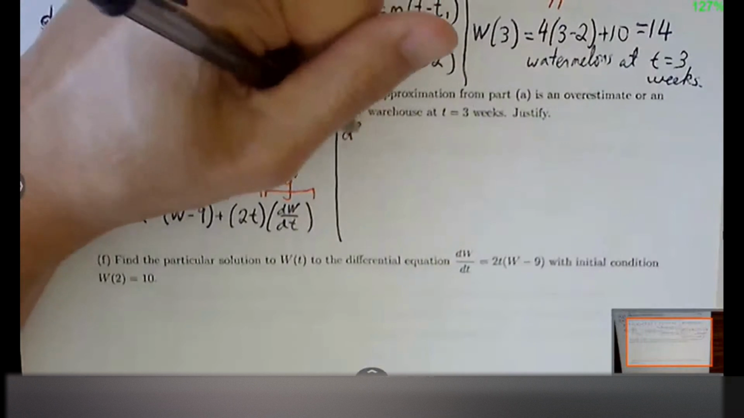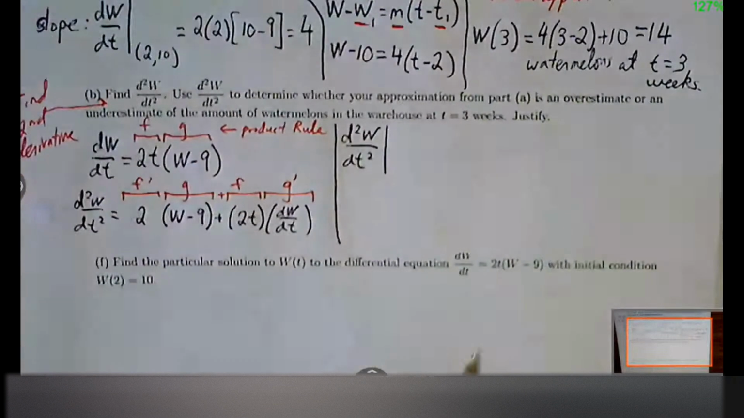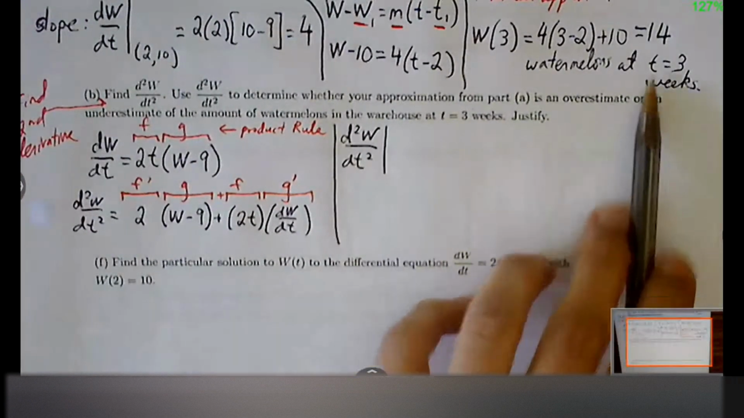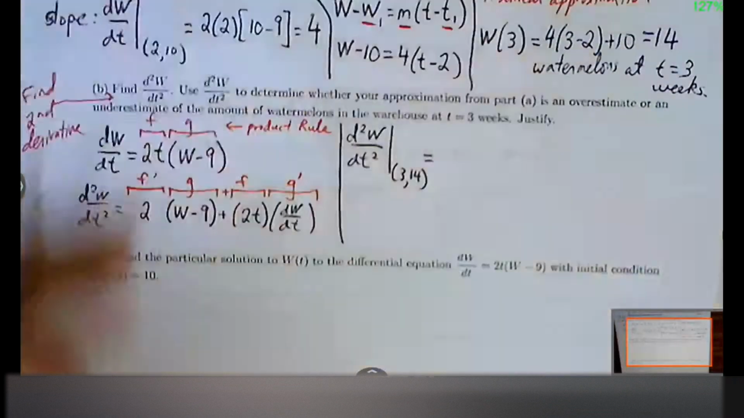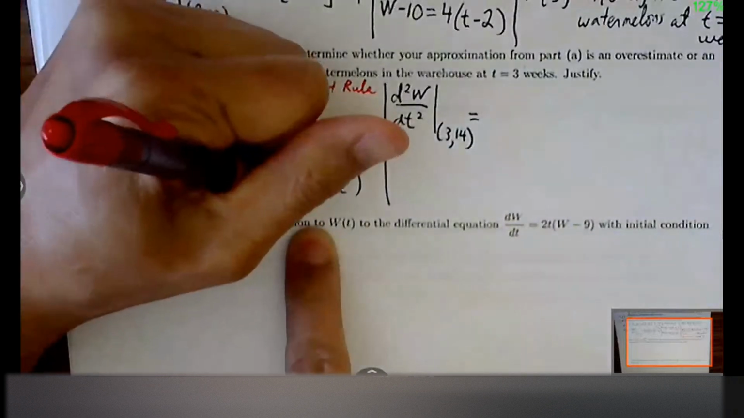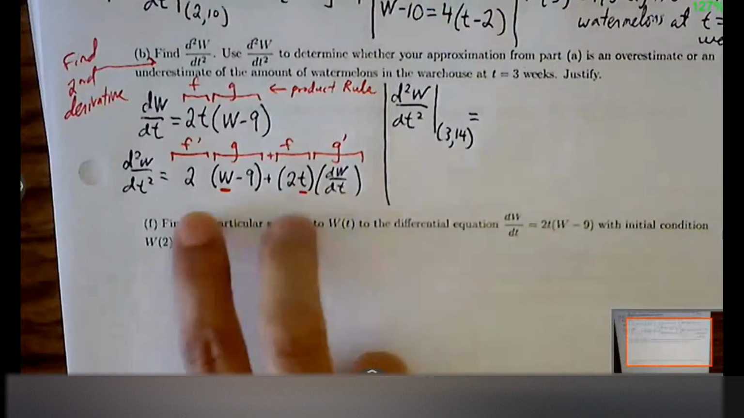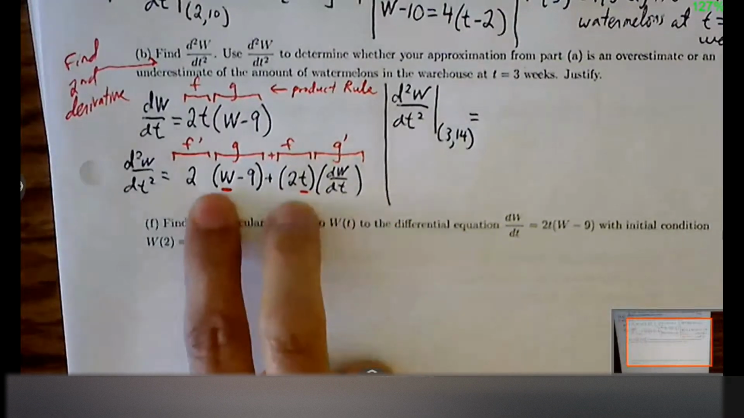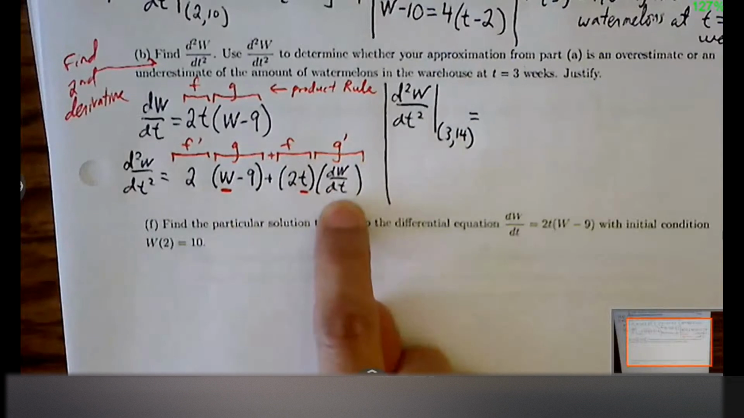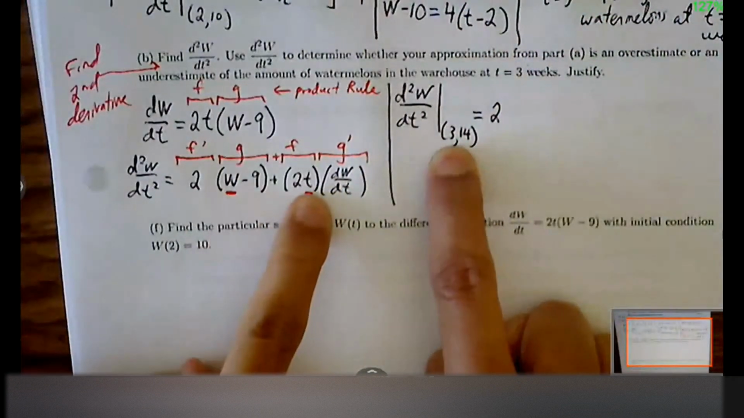So I'm going to insert the ordered pair here, (3, 14). We're going to have to find a numeric value for w and replace t, but we also need to find the replacement for dw dt, and we'll get to that when we get there. So I'll take care of this first part here, and then we'll talk about how to handle that dw dt. Okay, 14 in for w, 3 in for t.